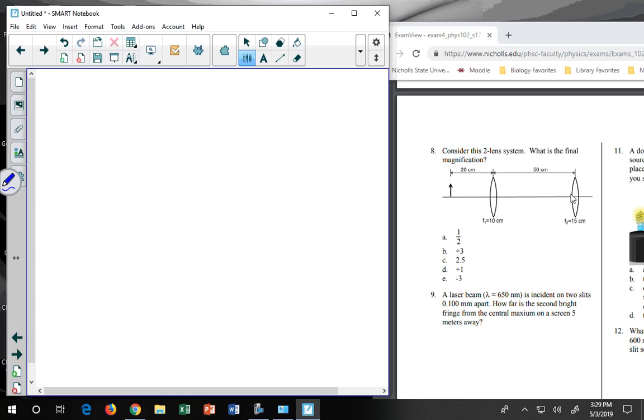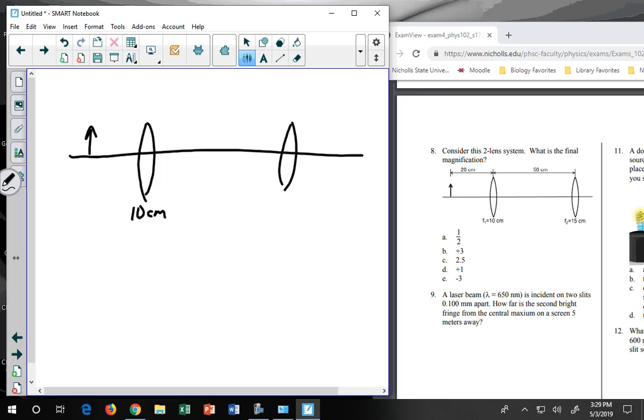So there's my optical axis. There's my object. Lens 1, lens 2. This one is 10 centimeters focal point. This one is 15 centimeters. And then this is 20 centimeters from the first lens, and then this is 50 in between. So let's work this. I want to know the magnification of the final image, and then I also want to know what is the image distance. Where is the image located?